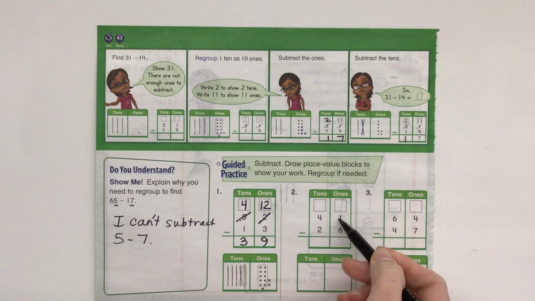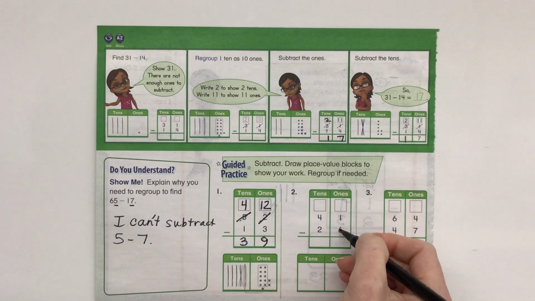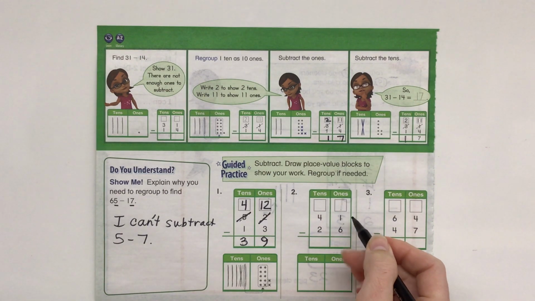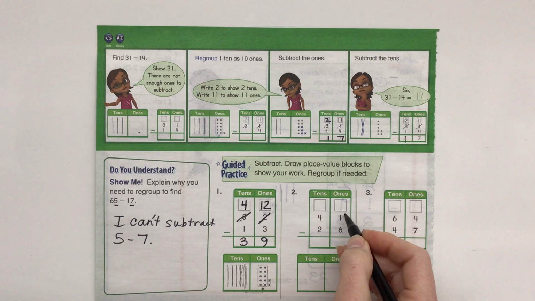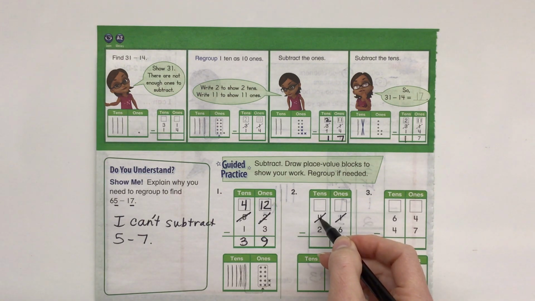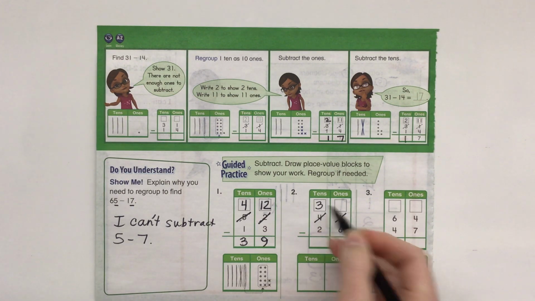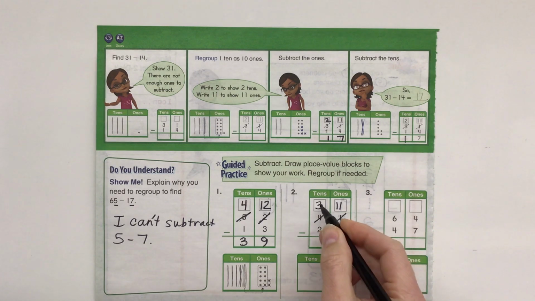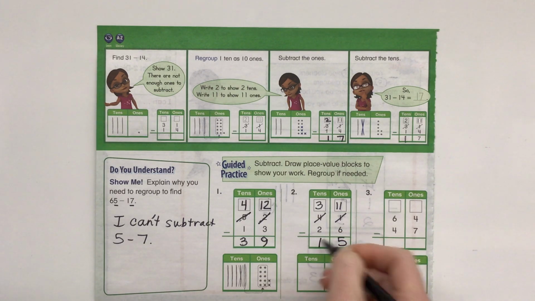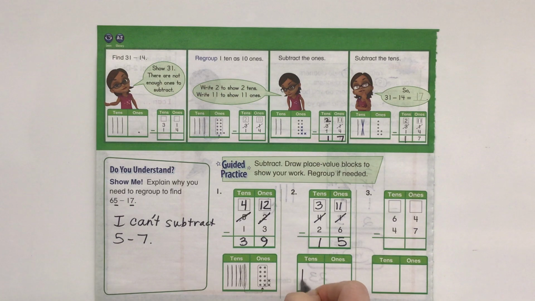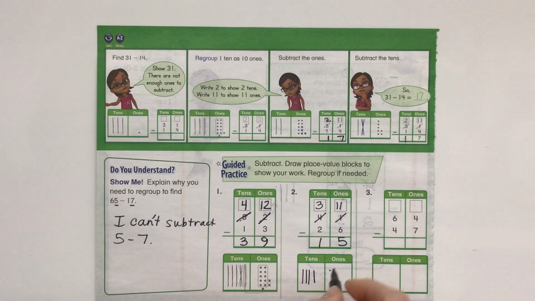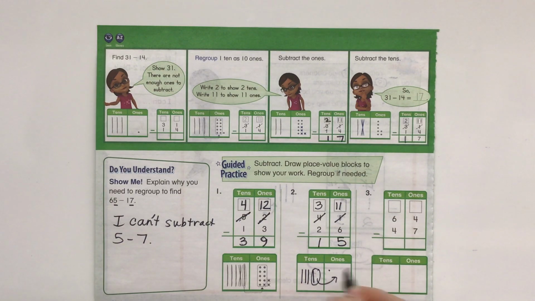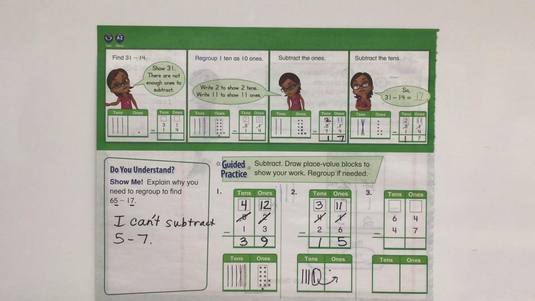Okay? 41 minus 26. 1 minus 6. Can I do 1 minus 6? I cannot. 1 minus 6 is not going to work. So I'm going to have to regroup. 4 groups of 10 becomes 3 groups of 10. And 1 group of 10 plus 1 is 11. 11 minus 6 is 5. 3 minus 2 is 1. So again, if you wanted to draw it, 1, 2, 3, 4, 1, and you would subtract 26 from there. So you'd have to regroup it over to the other side.